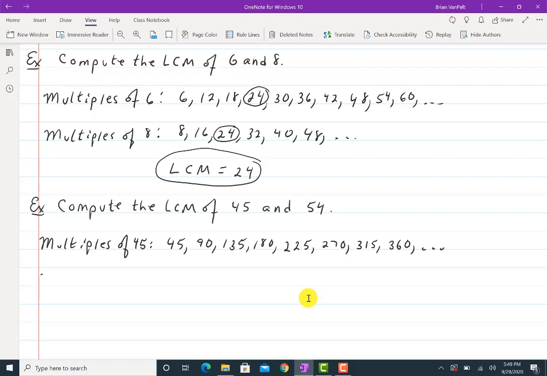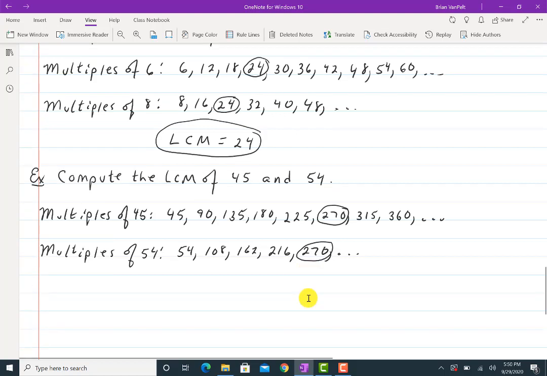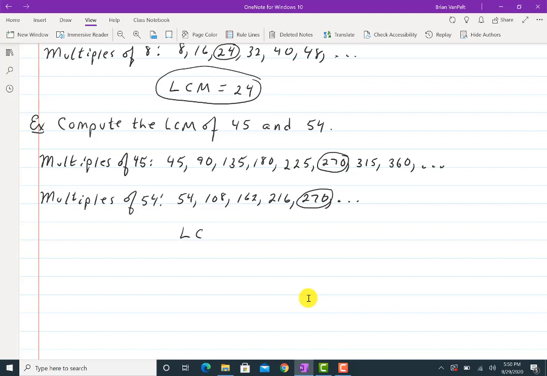Now the multiples of 54. So I'll count by 54s. So 54, 108, 162, 216, 270, and I'll stop there because I noticed that 270 was also on the other list. This was the first time I saw that they had a common multiple, and that was at 270. So the LCM equals 270.